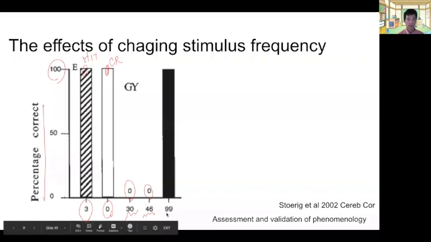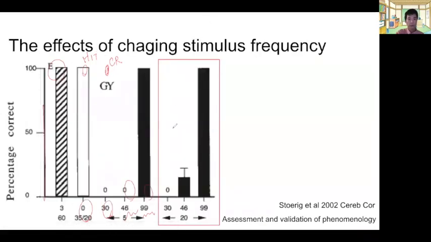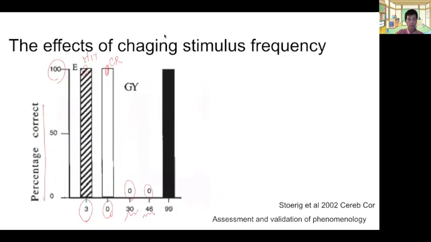On the other hand, when the blind field was presented with 99% stimulation, he was able to say that, oh, I saw the stimulus. Again, 100% accuracy. All right, so in GY's case, when the stimulus is strong enough, he was able to report the presence, but if it's not, then he was not able to do that.